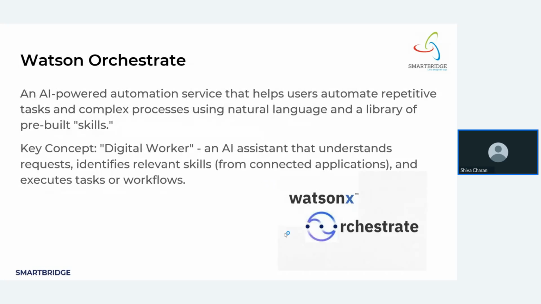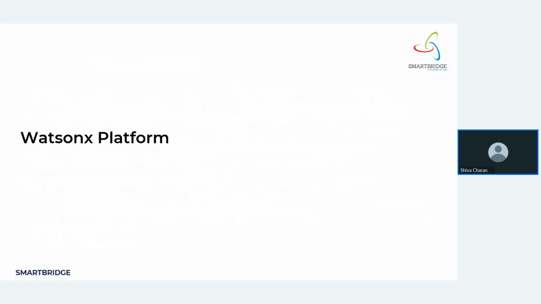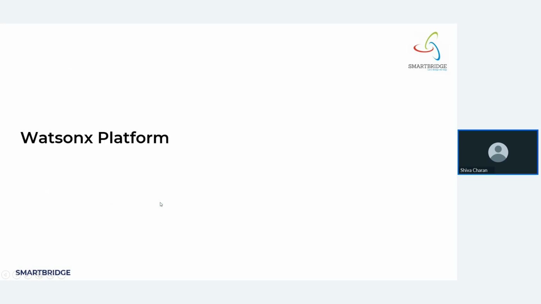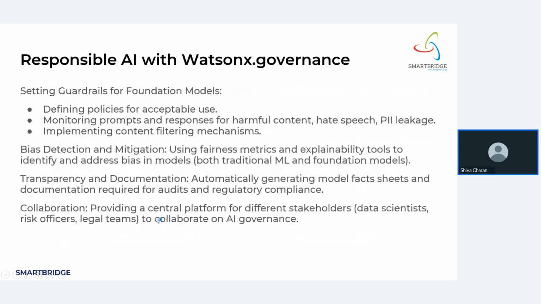So now, Watson Orchestrate. What is Watson Orchestrate? We'll see. Until now, we have seen the Watsonx platform, and in the Watsonx platform we have watsonx.ai, watsonx.data, and watsonx.governance. We have seen about the AI, the data, and the governance. So the Watsonx platform is done. Now we'll start with Watson Orchestrate.